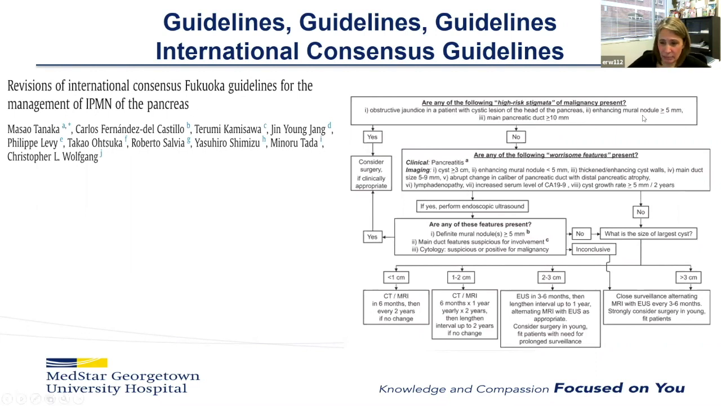And then lastly, the patient has a mural nodule that has uptake and is bigger than 5 millimeters. This is essentially the equivalent of saying there's a solid mass in the pancreas. These patients are easy. We would operate on these patients really regardless, and I don't think there's much controversy here.